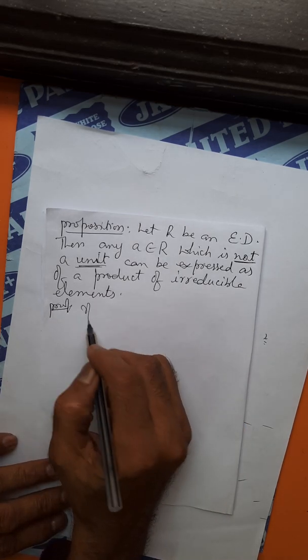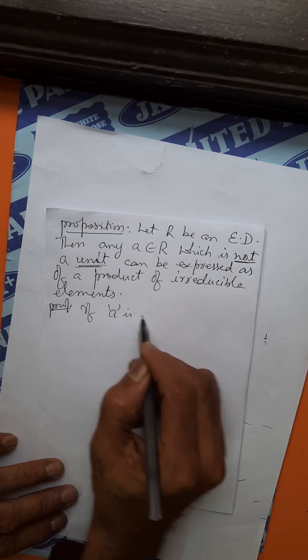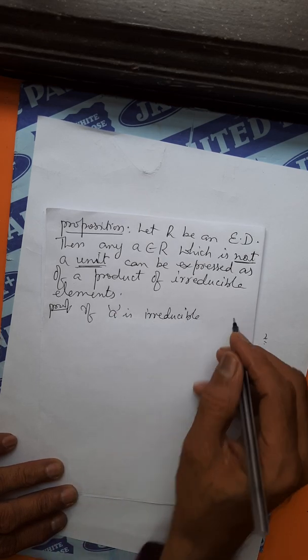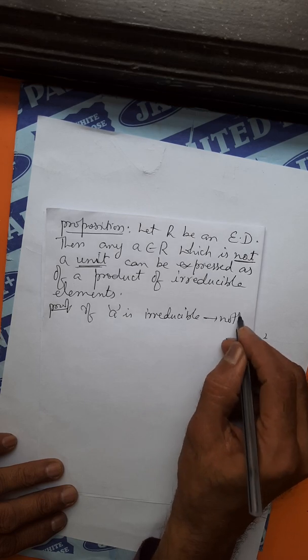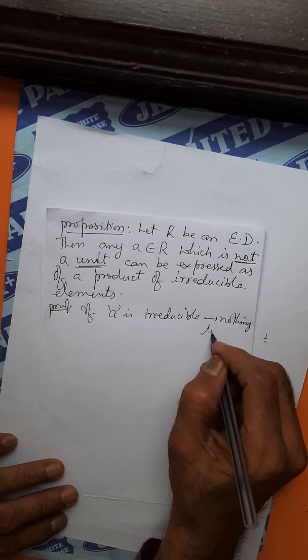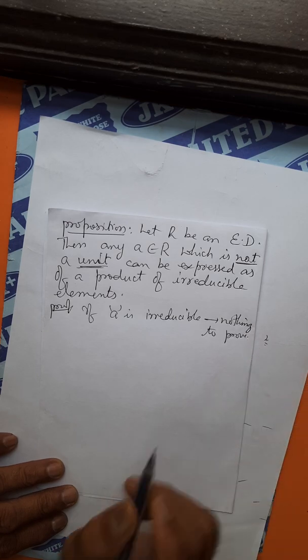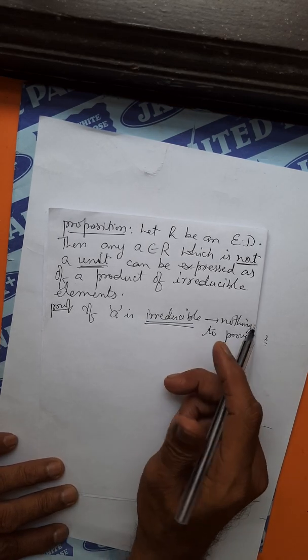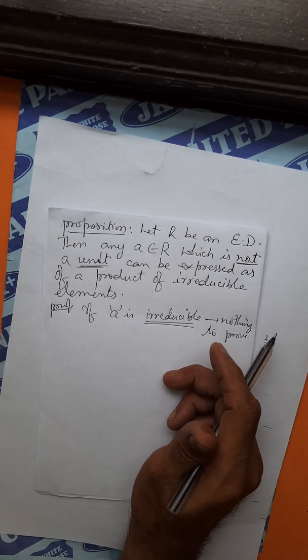Suppose A itself is irreducible. If A is irreducible, then there is nothing to prove. The notes will say nothing to prove. Right? If A is not irreducible, then it is reducible.